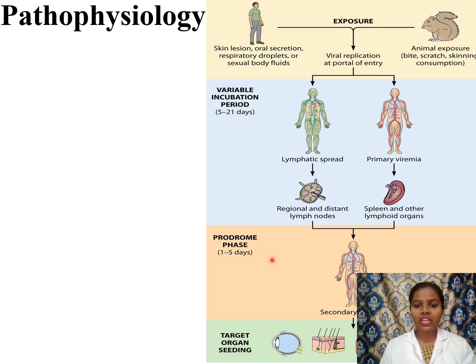In the prodrome phase, the symptoms are manifested outside. The duration of the prodrome phase is 1 to 5 days. In this stage, we can see the secondary viremia. After that, we can see the target organ seeding, that is in the eye, skin, digestive system and brain.